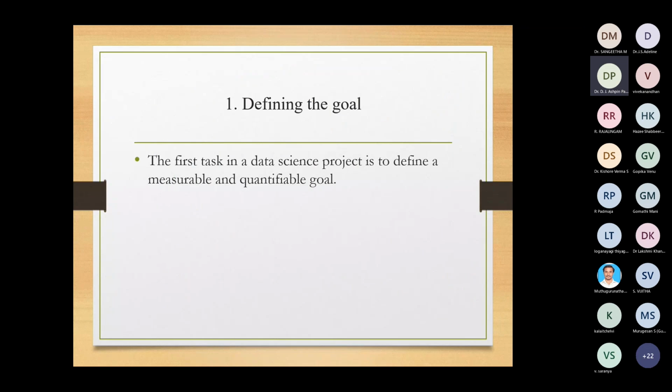Next, the first stage is defining a goal. When you define a goal, you have to define a measurable and quantifiable goal. Again, I'll explain this with the loan application problem. The ultimate goal of the loan application problem is to develop a system that reduces the bank's losses due to bad loans. Here, bad loans are nothing but loans that cannot be paid, that is, defaulted loans.